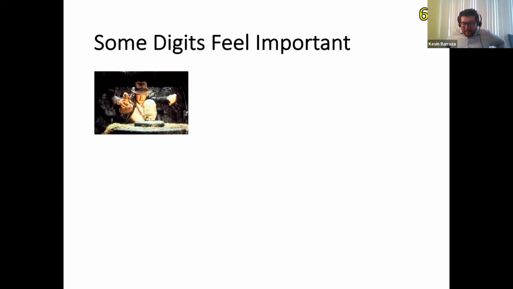But here's where I want us to start on slide 6. So some digits just feel important. And as an example, I have Indiana Jones here. So maybe you're familiar with what's going to happen in this scene. He has this little bag right here, and there's this statue. Have we seen the movie? I'm not going to spoil anything for those of us who haven't seen it.